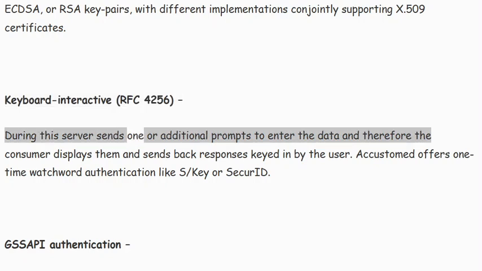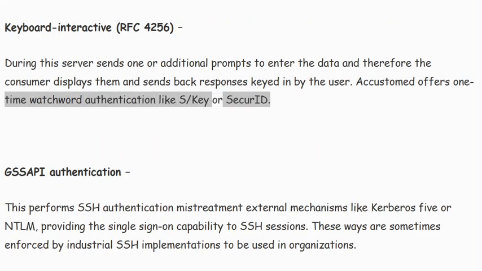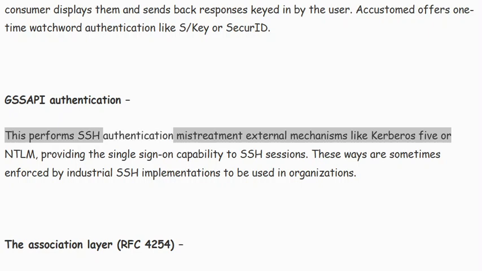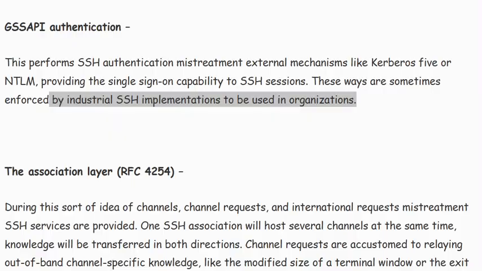In this, the server sends one or more prompts to enter information and the client displays them and sends back responses keyed in by the user. Used to offer one-time password authentication such as S/Key or SecurID. GSS API authentication. This performs SSH authentication using external mechanisms like Kerberos 5 or NTLM, providing single sign-on capability to SSH sessions. These methods are usually implemented by commercial SSH implementations for use in organizations.